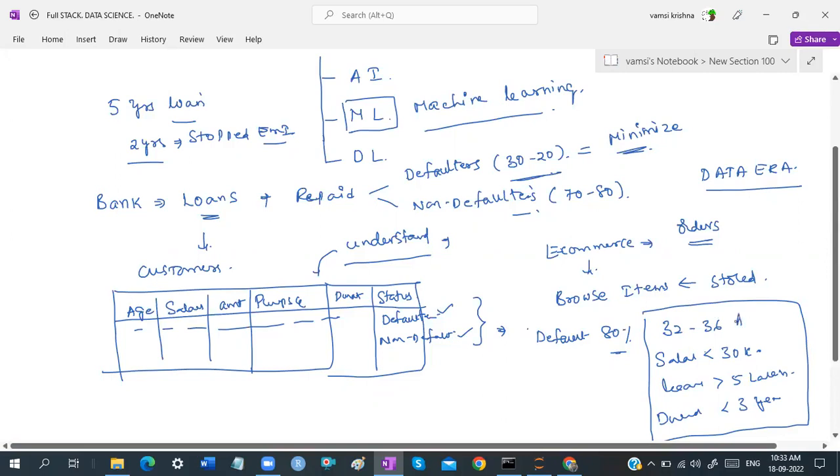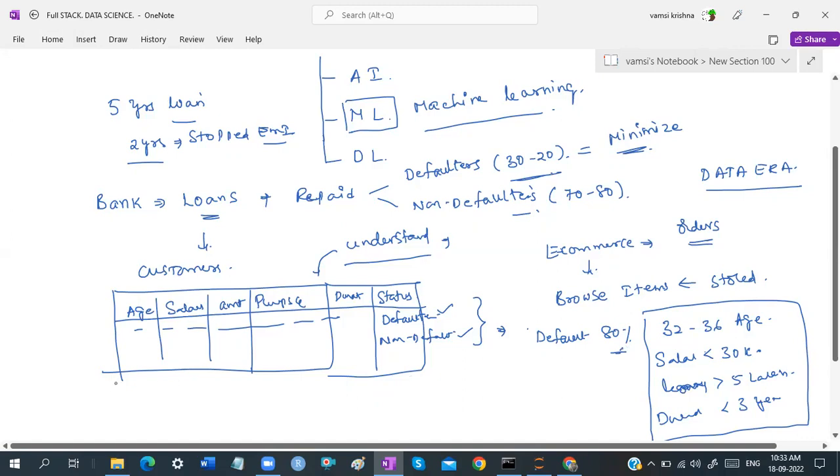So age is going to be 32 to 36, salary is less than 30K, the loan amount is going to be more than 5 lakhs, the duration is going to be less than 3 years. 80% of the defaulters are coming in this particular category.